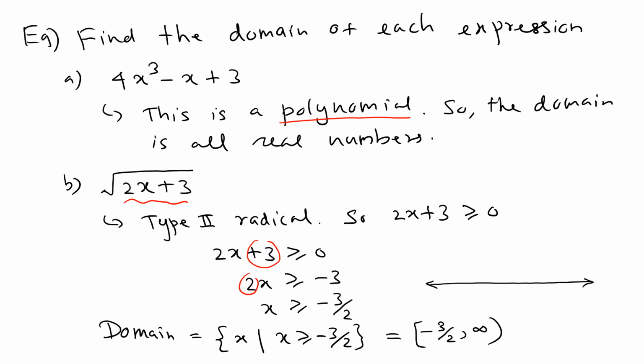Bigger means right. Smaller means left. So we're going to start with the value negative 3/2 and go to the large side. That means to the right. That's infinity. So that is the graphical version. That's how we write the solution for this problem. So let's look at the next one.